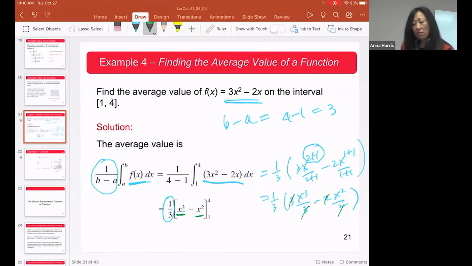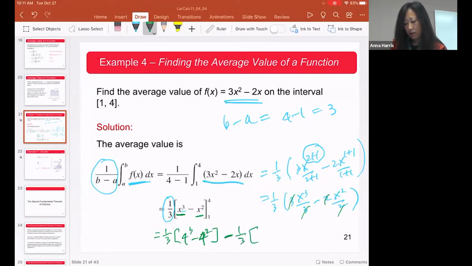All right, now, this is the best time to use Julia, right? Because you can just plug it in and you get the answer. For whatever reason, if you decide not to, then you're going to do 1/3 times 4 to the third minus 4 squared, minus 1/3 times 1 to the third minus 1 squared. All right, when you do this, obviously this is equal to 0.